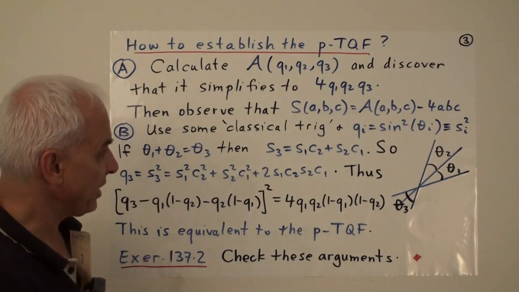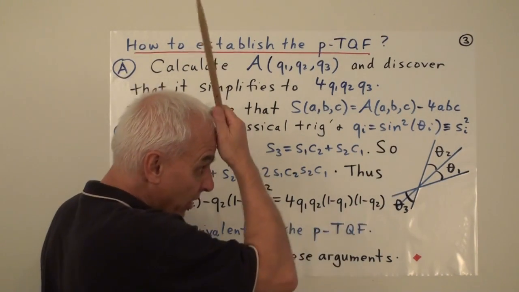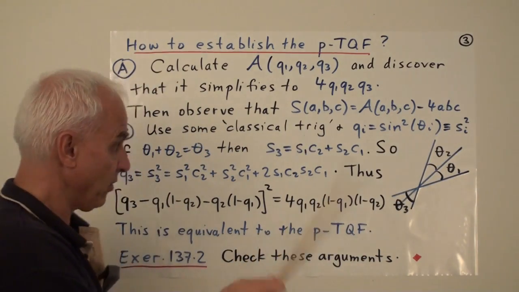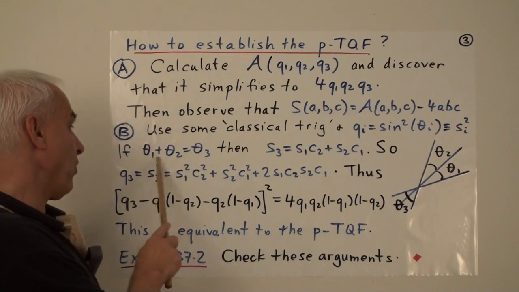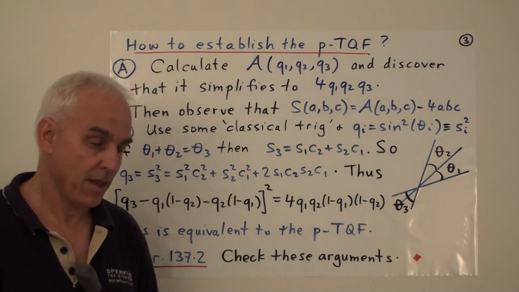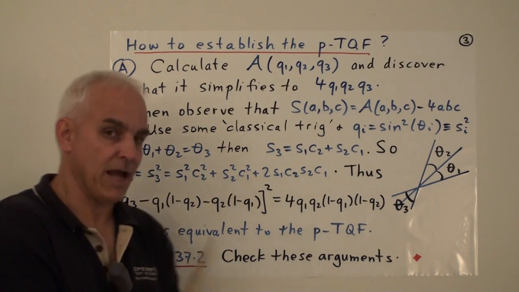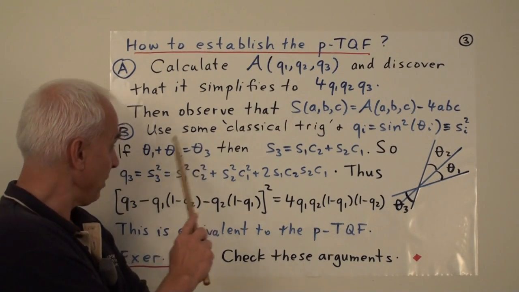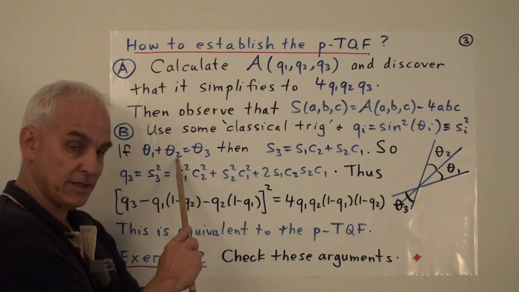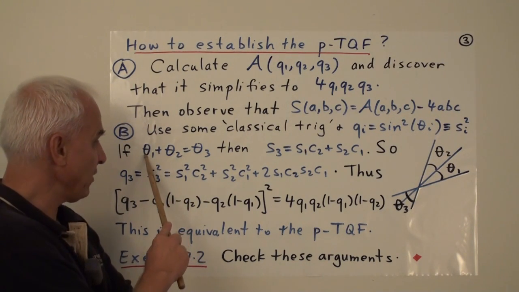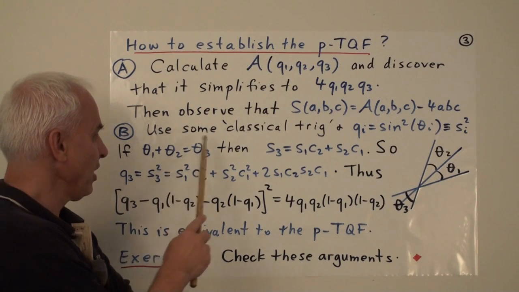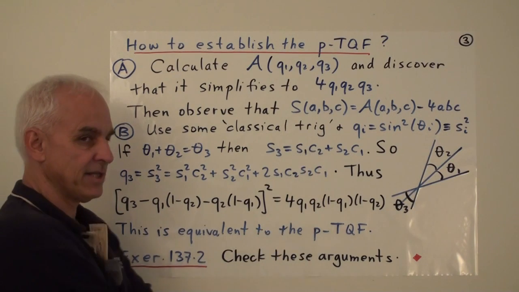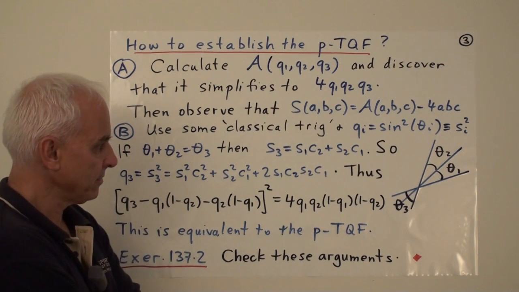So the way you could have proceeded is, first of all, let's just use a little shortcut. Let's say that S_i stands for sine of theta i. Okay, we have theta 1, theta 2, theta 3. So if theta 1 plus theta 2 equals theta 3, then if you remember some of your classical trigonometry, the sine of this thing can be written in terms of sines and cosines of these two. It can be written as sine of theta 1 times cosine theta 2 plus sine of theta 2 times cosine theta 1. I'm using s's and c's instead of sines and cosines.